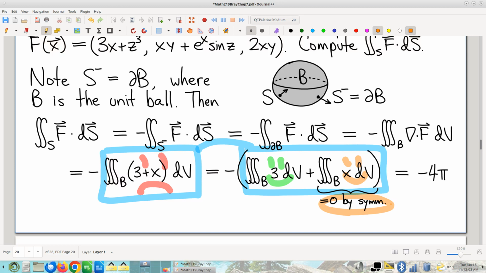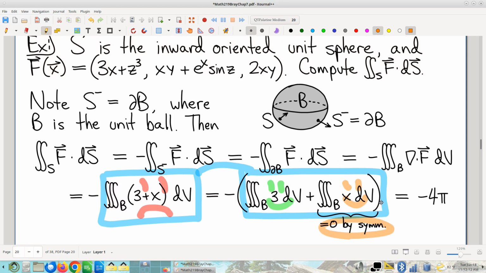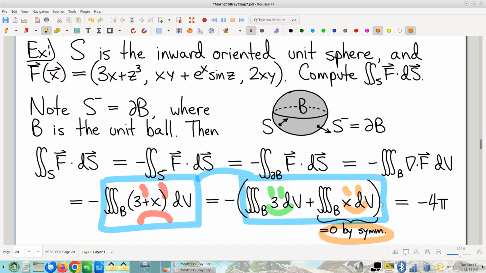Okay, so much easier to break it up as two separate integrals than to use spherical coordinates or other things. It would be hard. Okay, how are we doing on this example? Everybody happy?